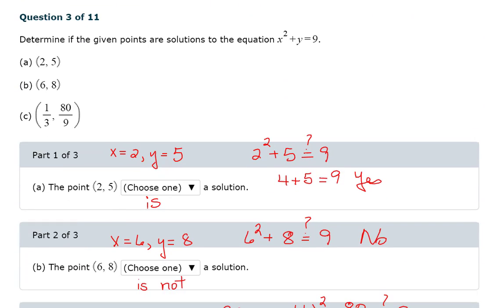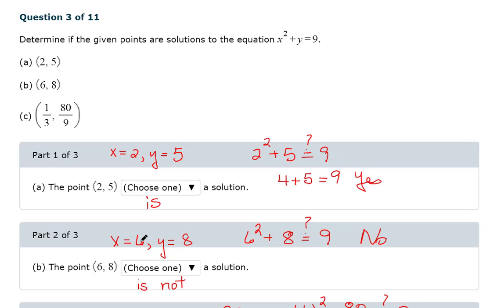Alright, in question 3, we want to figure out if these points actually satisfy this equation or not. Let's see. 2, 5. So x is 2, y is 5. 2 squared plus 5. Well, that's 4 plus 5, which is 9. Yes, that's true. What about the point 6, 8?